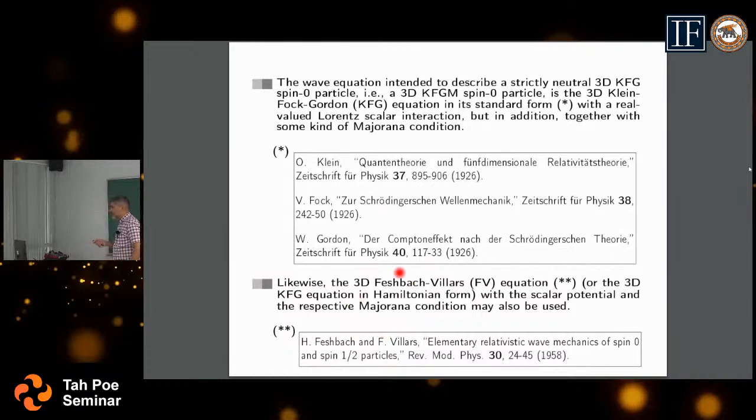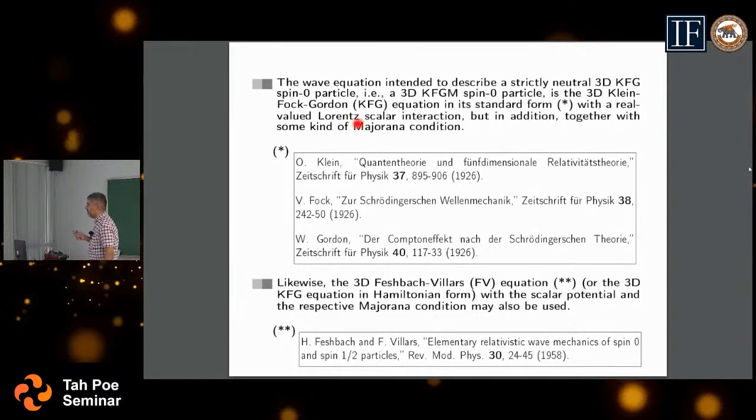On the other hand, there is the three-dimensional Feshbach-Villars equation. Feshbach is the famous guy who wrote that beautiful book with Morse on mathematical methods for physicists. Perhaps you know that book. But the fact is, Feshbach and Villars proved these two equations are equivalent. The standard Klein-Fock-Gordon equation is equivalent to this equation. You can also put a scalar potential there, and use the respective Majorana condition, but you don't know what the condition is in this case.